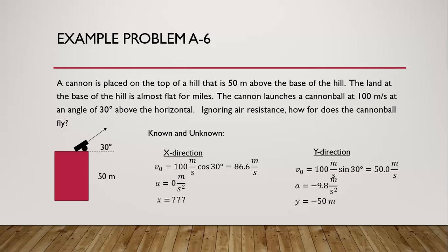We don't know the x, how far does it fly? That's what we're trying to find. But we do know the y, how far does it fall? From its initial position, the displacement in the y direction is going to be 50 meters down, so negative 50 meters.